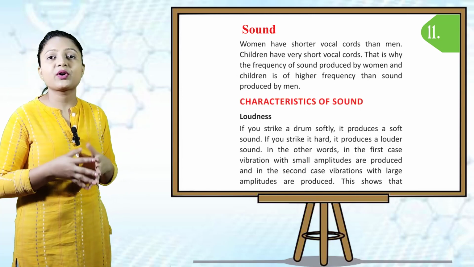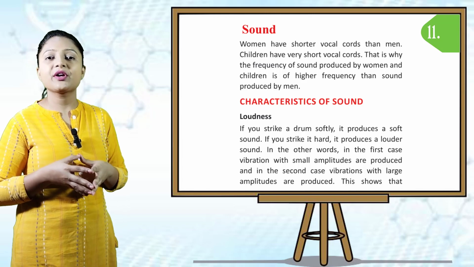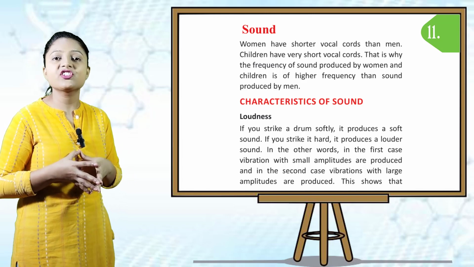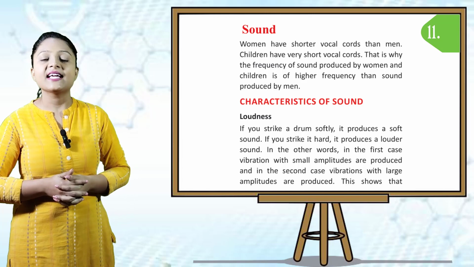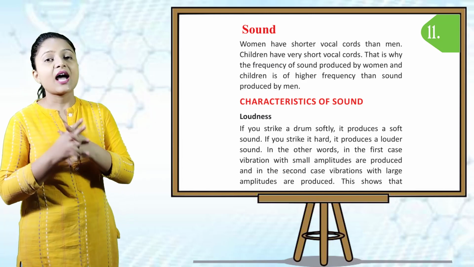Women have shorter vocal cords than men. Children have very short vocal cords. That is why the frequency of sound produced by women and children is of higher frequency than sound produced by men. Characteristics of sound. Loudness.